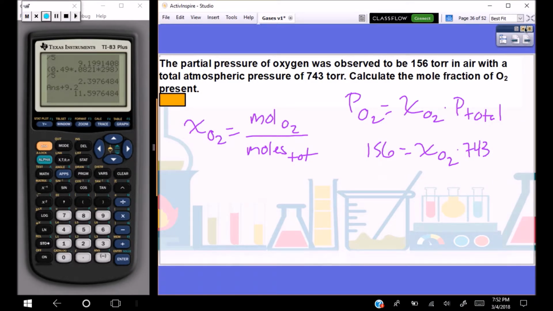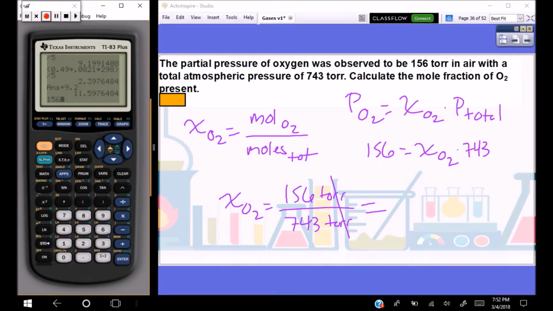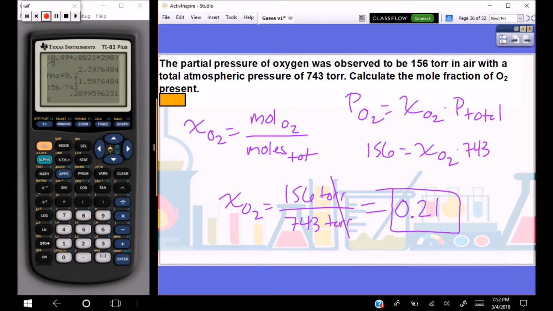I can just rearrange and get 156 torr over 743 torr and get my mole fraction. Notice that a mole fraction doesn't have any units. That's okay. Think about what a fraction is. In this case, it's basically a percentage. All right, 0.21 would be my mole fraction. So about 21% of that air is oxygen in this situation.